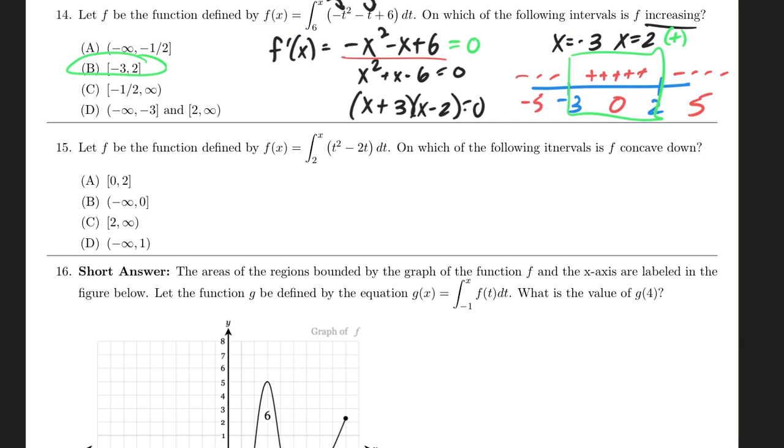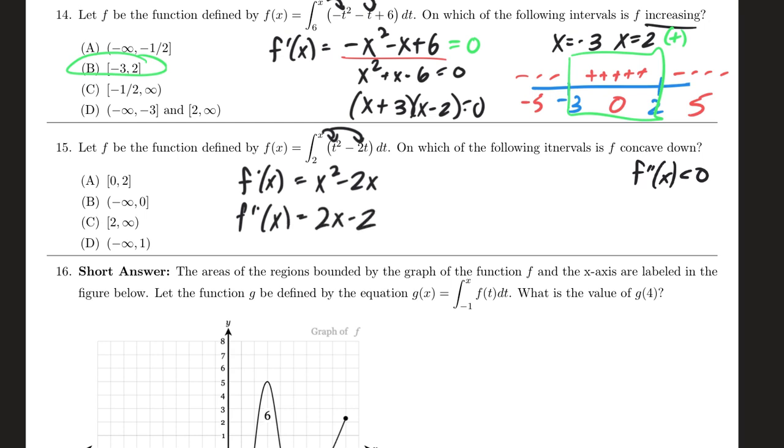This problem is essentially the same thing. We're trying to figure out when it's concave down. Concave down is when the second derivative is negative. So the first thing is to find the second derivative. I take the first derivative, which means I just plug the x's in. And I take the second derivative. The derivative of that is going to be 2x minus 2. I set that equal to 0 and I get x equals 1. That allows me to make my number line.